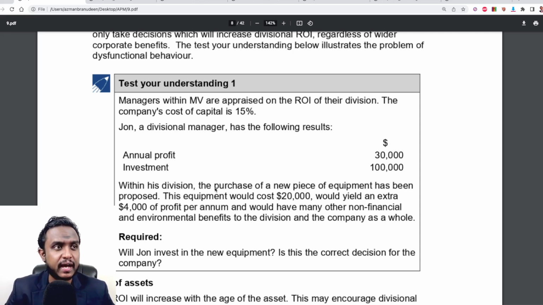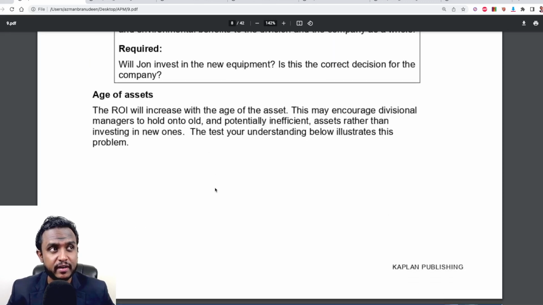So John will actually, I think, disapprove the investment decision, while it would have been the right thing to do to invest and purchase the asset. But if John does that, John's ROI will go down, and therefore John's reward, bonuses, salary increments, promotions, whatever, can get affected. So what will John do? Reject the investment, which is not good for the company. Dysfunctional behavior. So you can try it out.